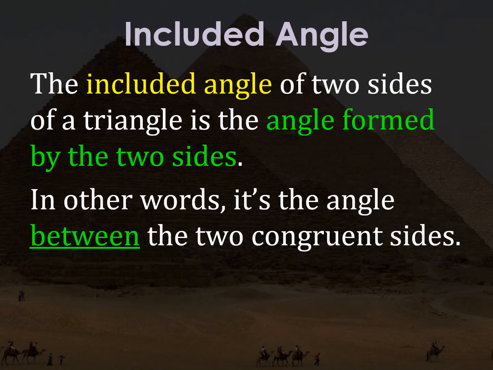Now this idea of an included angle is very important. The included angle of 2 sides of a triangle is the angle formed by the 2 sides. In other words, it's the angle between the 2 congruent sides. So for SAS to work, the angle can't just be any of the 3 angles in a triangle. It has to be the angle in between the 2 congruent sides. If it's the angle that's not in between, then you do not have SAS. So again, SAS requires that the included angle, the angle that is congruent, be the one in between the 2 congruent sides.